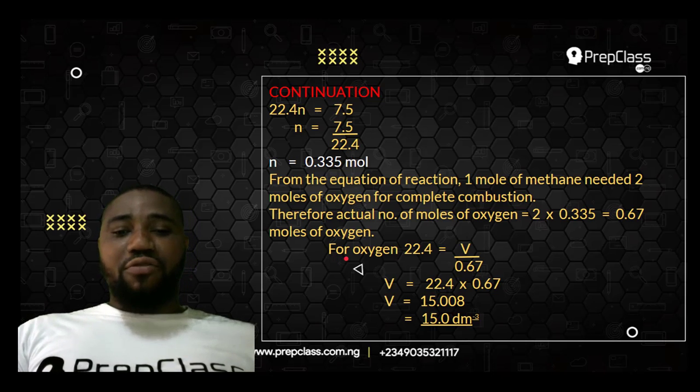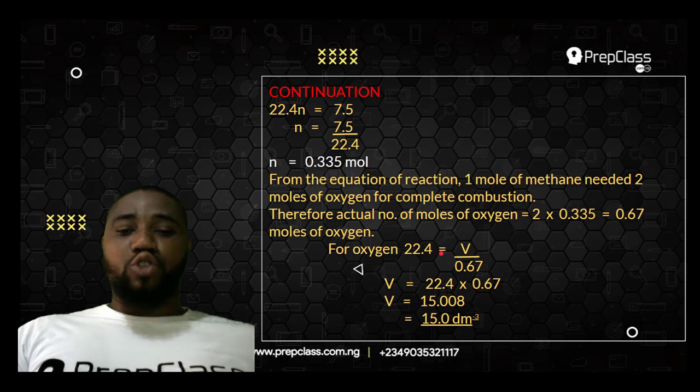So from the formula of molar volume, which is volume over number of moles, 22.4, which is the normal volume of every gas, equals volume all over number of moles. The number of moles is 0.67. So cross multiply here, you have your volume to become 22.4 times 0.67. So your volume becomes 15.08 dm³.